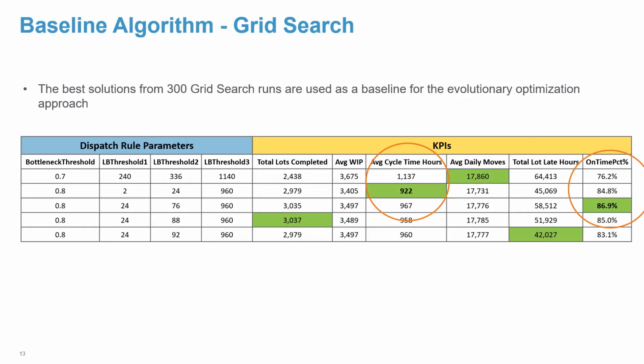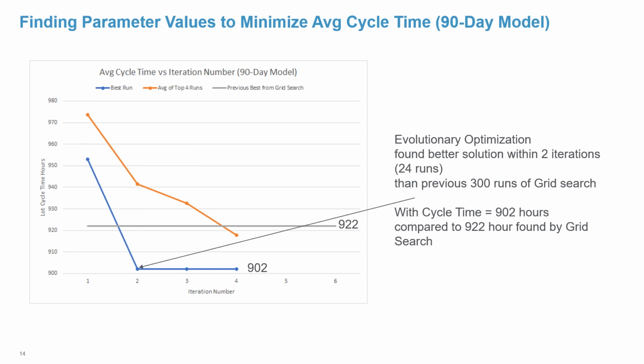We compare our results with the best results obtained from 300 grid search runs. The grid search samples solutions uniformly at random from all possible parameter values. The best average cycle time is 922 hours, which is approximately 40 days, and the best on-time percentage is 86.9%. Here we can see the performance of evolutionary optimization, which found a better solution in 2 iterations, where each iteration is 12 runs, and it reached the solution of 902 hours of cycle time compared to 922 hours found by grid search in 300 runs.